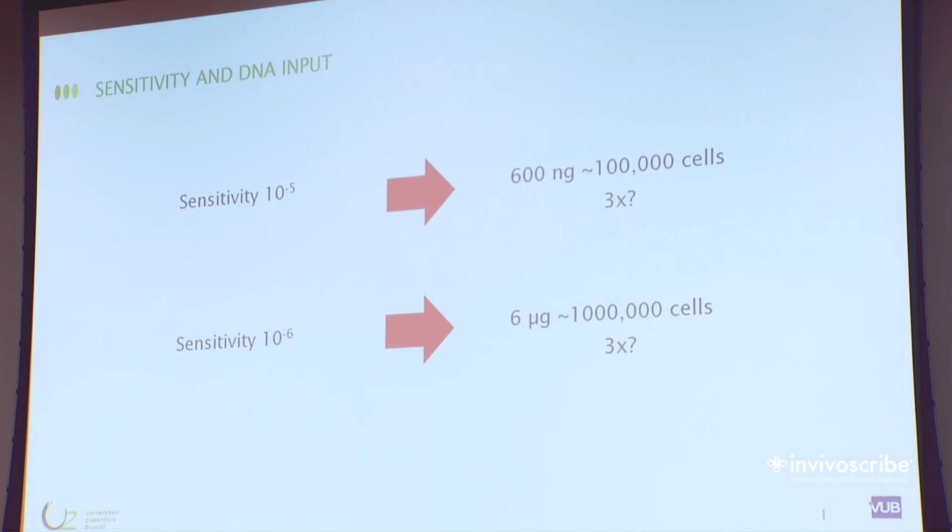Now something about the sensitivity. Sensitivity of 10⁻⁵ means that you need at least 100,000 cells to reach that sensitivity. So you have to put in 600 nanograms, since one cell has 6 micrograms of DNA. And you would at least have to do that 3 times to be confident that your sample is negative. But if you want to reach a sensitivity of 10⁻⁶, you need at least 6 micrograms, so that's really a lot. And that means that you test 100,000 cells, and also in this case, if you really want to be sure that you're negative below 10⁻⁶, then you have to do that at least 3 times.